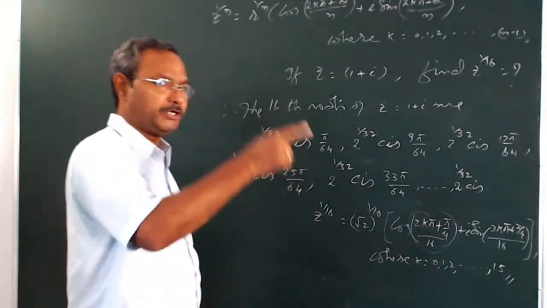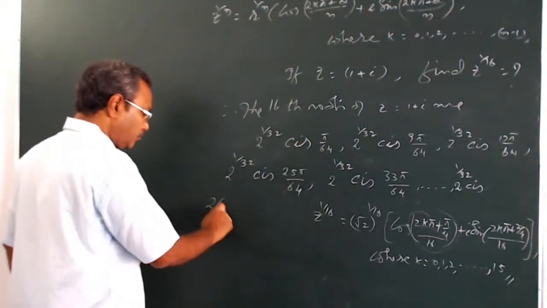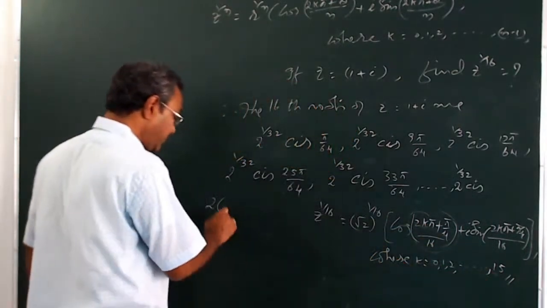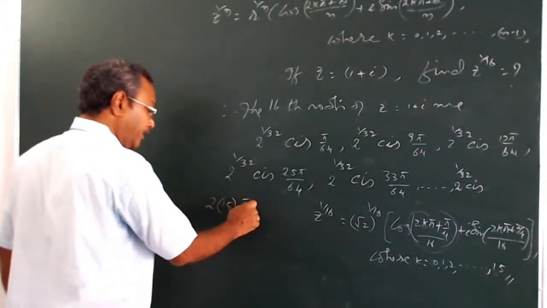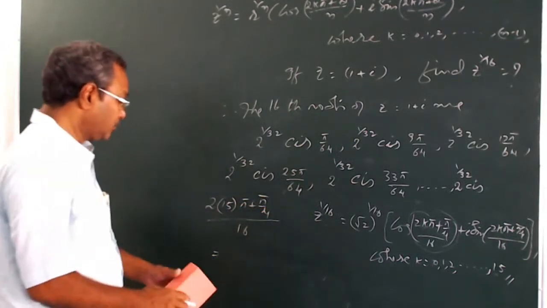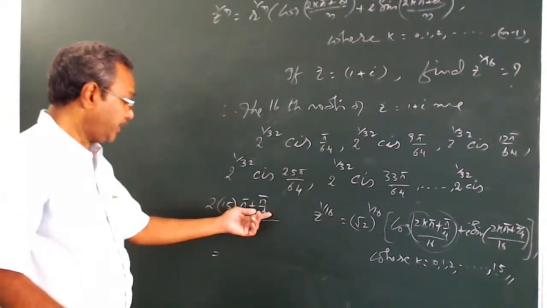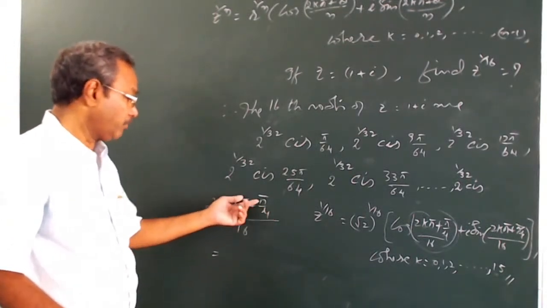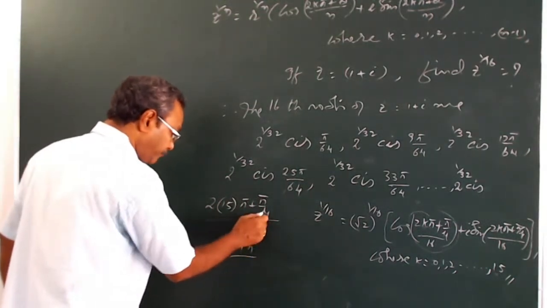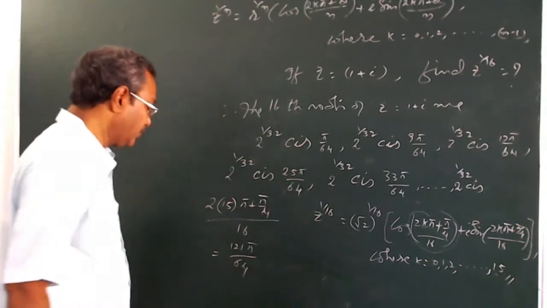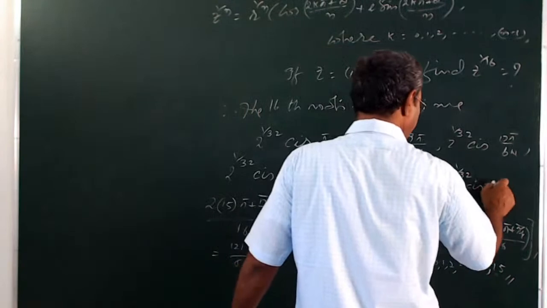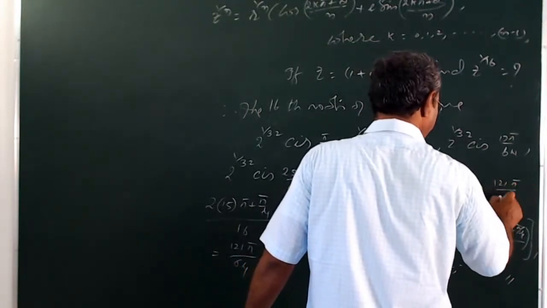What will be the amplitude of the last root? That is 2 into k. What will be the value of k for the last root? That is 15 pi plus pi by 4, all divided by 16. So 2 into 15 is 30, 30 into 4 is 120, 120 plus 1 is 121 pi by 4 into 16, which is 64. So the last one is 121 pi by 64.